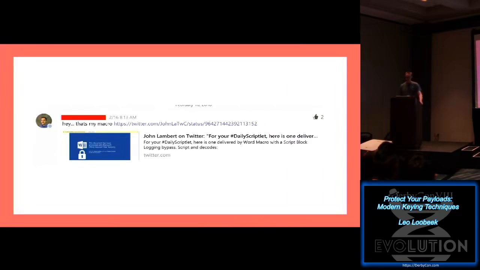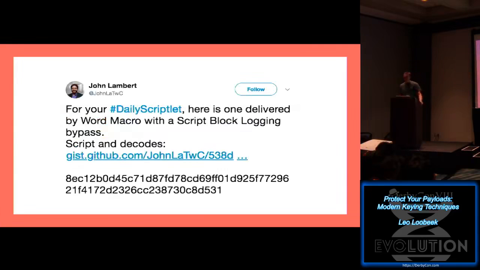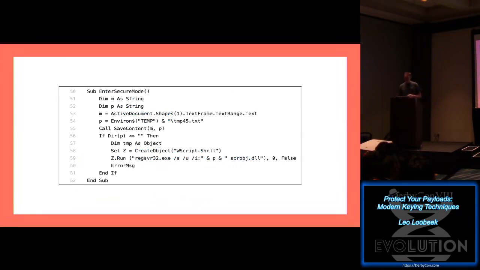One illustration of this is a guy on my team who basically said, hey, that's my macro. He was referring to a tweet by John Lambert. Basically, he pulled down a file that he found in VirusTotal, analyzed it, and put it on his GitHub. He went through the VBA. The VBA was pulling a payload out of a text box within the Word document, writing it to a temp file, and then executing it with regsvr32.